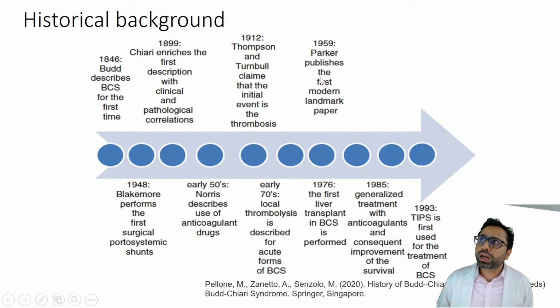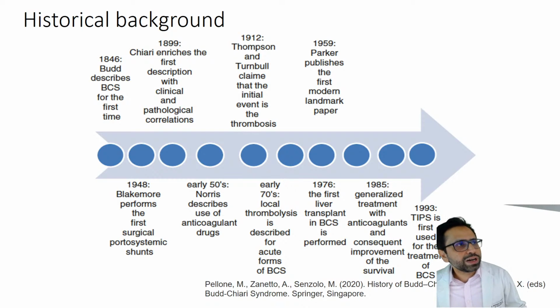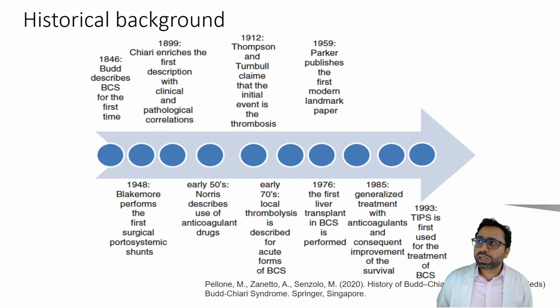Thomson, Turnbull, and Parker all published from the same hospital, and Parker's paper was really the first modern landmark paper, and slowly it became accepted that there is some hematological issue ongoing in these patients. Now, this is first data from the Western world. At the same time, Nakamura from Japan started describing a different sort of Budd-Chiari, where the inferior vena cava was involved more. And then there were landmarks after Starzl did the first transplant. In 1976, the first transplant in Budd-Chiari, treatment with anticoagulation. And finally, in 1993, which was a revolutionary step, use of TIPS for the treatment of Budd-Chiari.